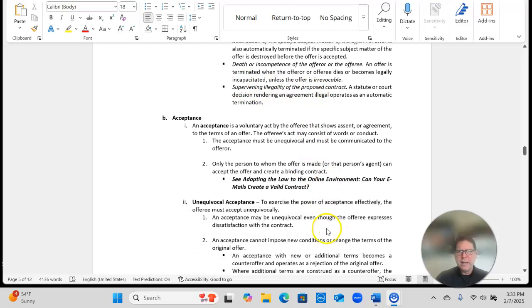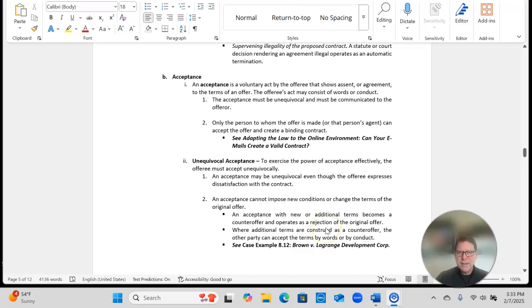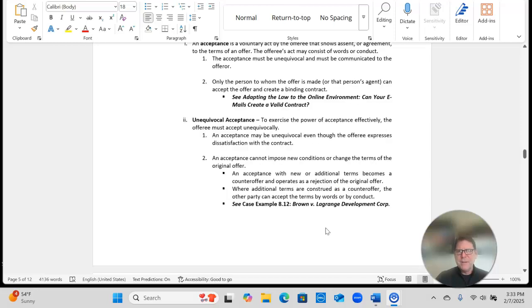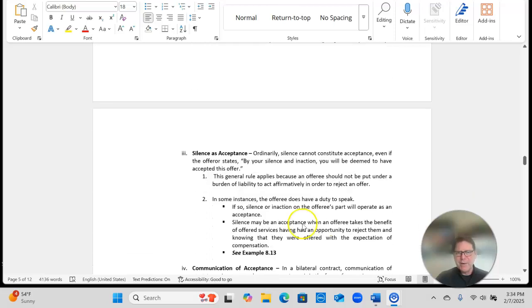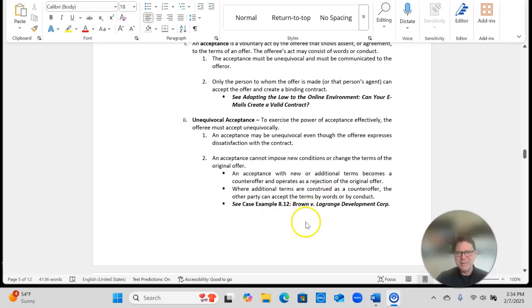Okay, we've talked about acceptance. You can read over this yourself. I'm bordering on an hour now, and I apologize. Let me hit some highlights of acceptance here.